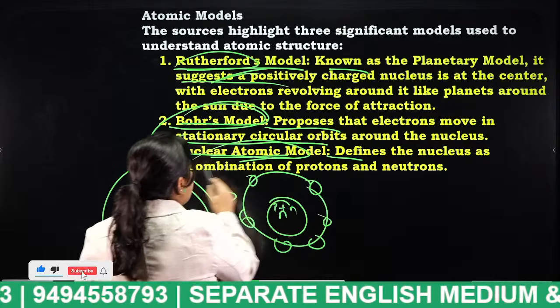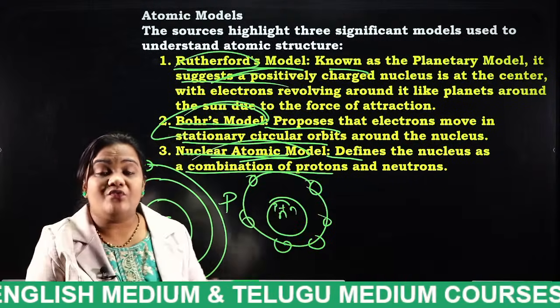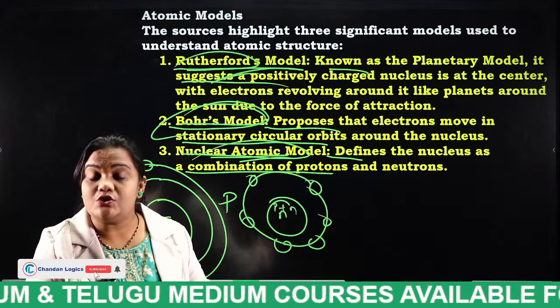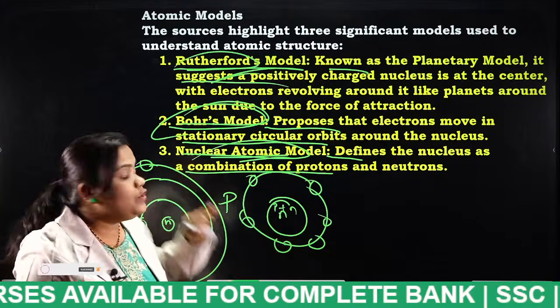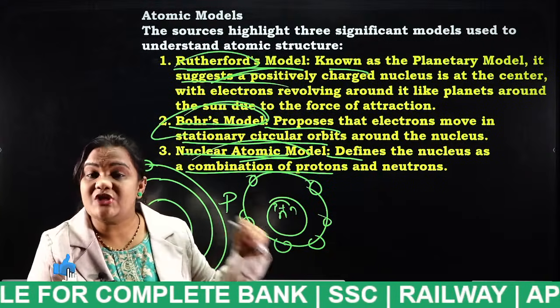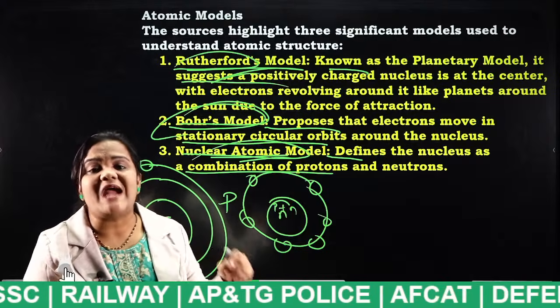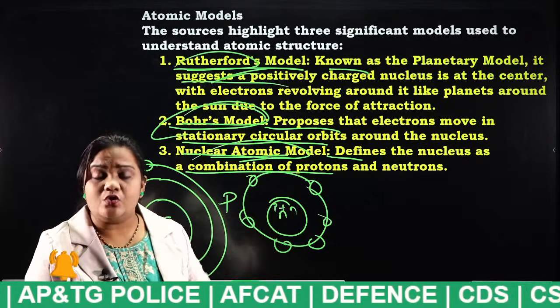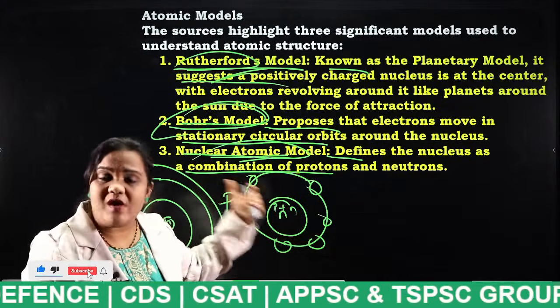It defined the nucleus as a combination of protons and neutrons. So, which atomic model defines the nucleus as a combination of protons and neutrons, students? This nuclear atomic model. So, remember each and everything is very, very important. Why? Because you are just attempting MCQs, so no need of learning it in depth. Okay, if you know what is what, it is enough.